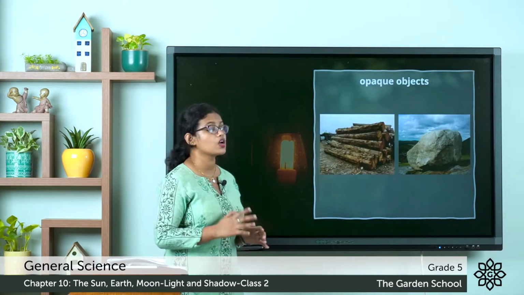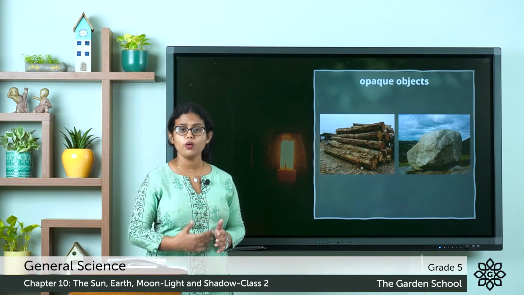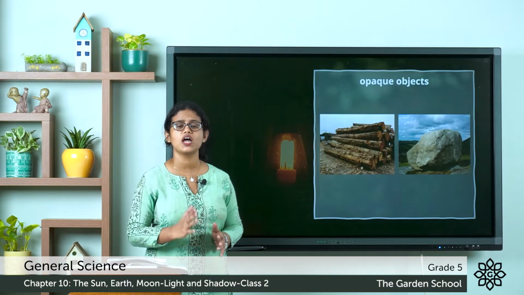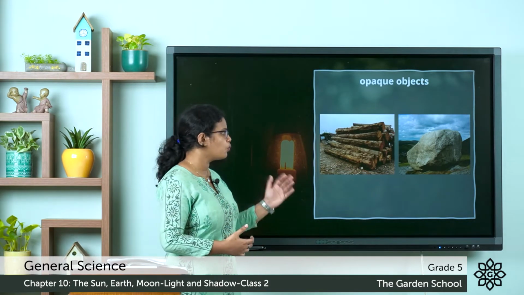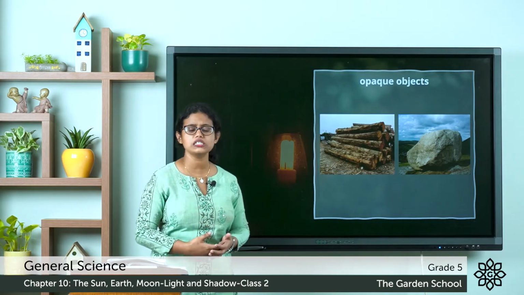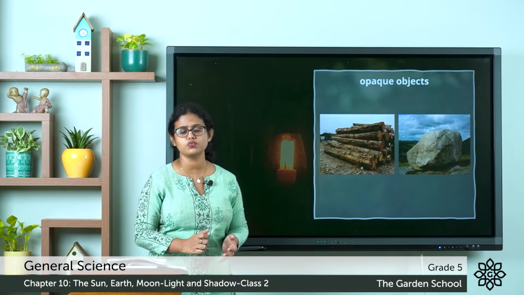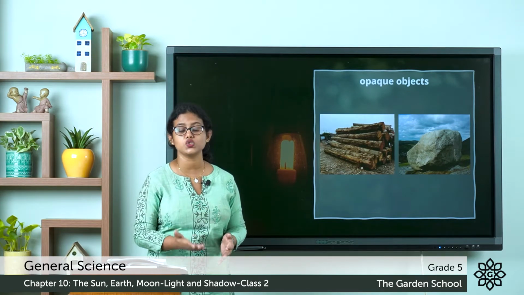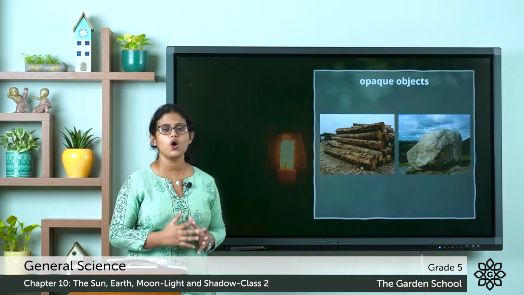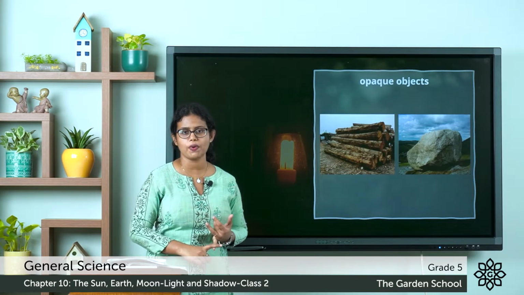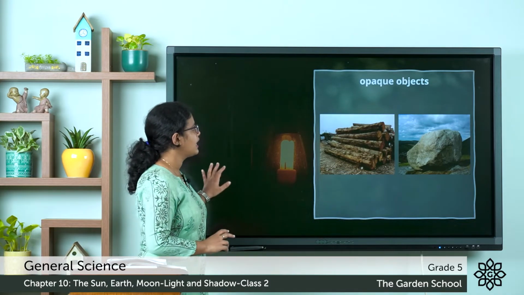The next is opaque objects. So, what are opaque objects? Objects that do not allow light to pass through them. So, these objects, for example, wood, stone, all these are examples for opaque objects because these objects do not allow light to pass through them and we cannot see through these objects. So, we discussed about transparent, translucent and opaque objects.